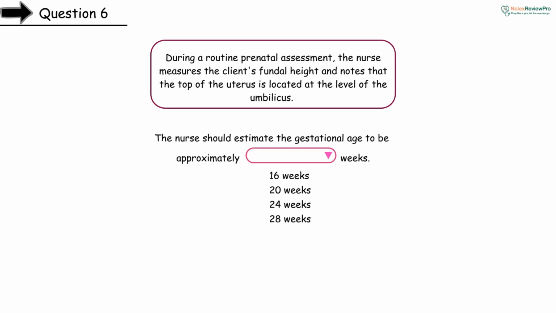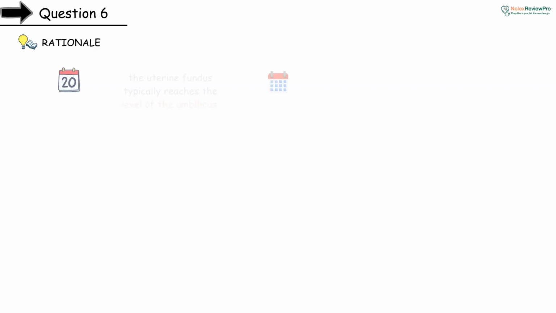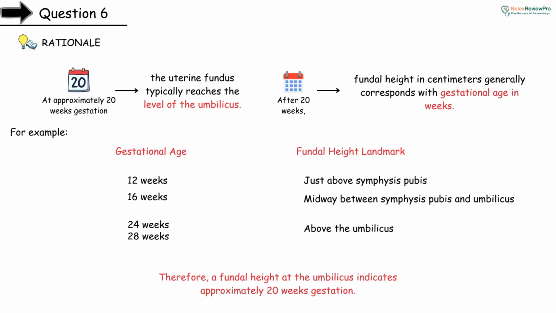The correct answer here is 20 weeks. Let's break down why this is correct. Fundal height follows very predictable anatomical landmarks during pregnancy. At around 20 weeks gestation, the uterine fundus reaches the level of the umbilicus. So when you see fundus at the umbilicus, you should immediately think 20 weeks. Now let's quickly go through the other options. 16 weeks would place the fundus midway between the symphysis pubis and the umbilicus, so that is too low. 24 weeks and 28 weeks would place the fundus above the umbilicus, so those are too high.